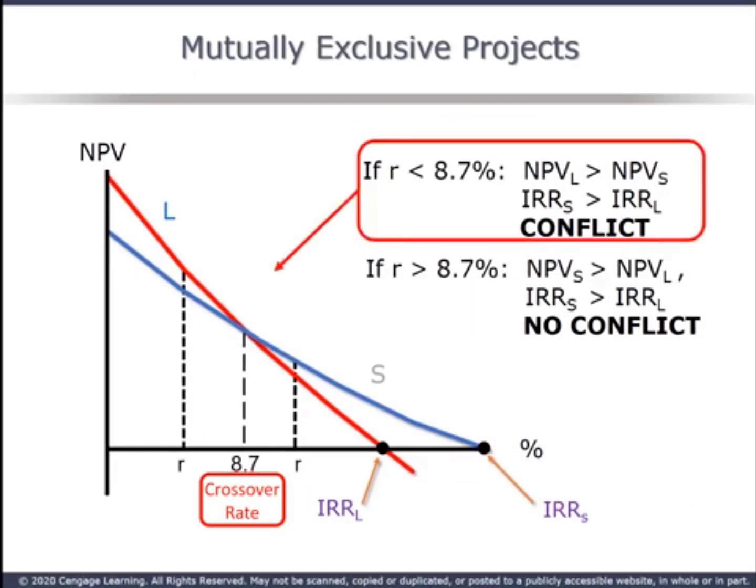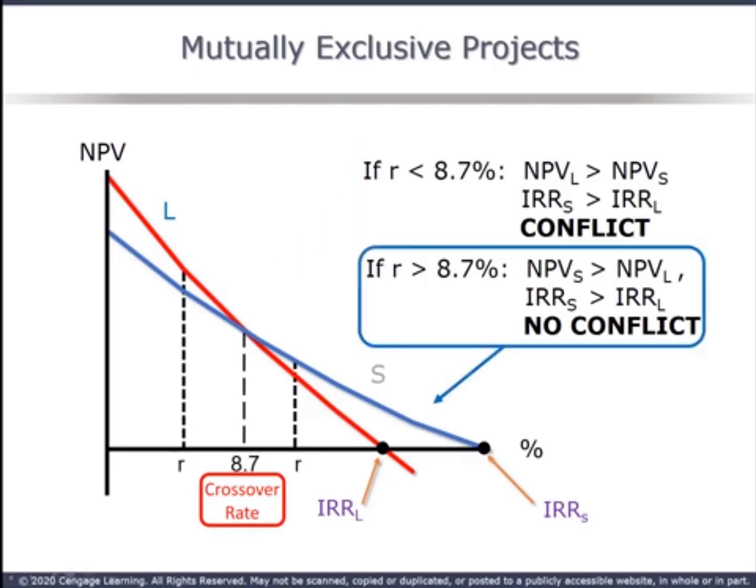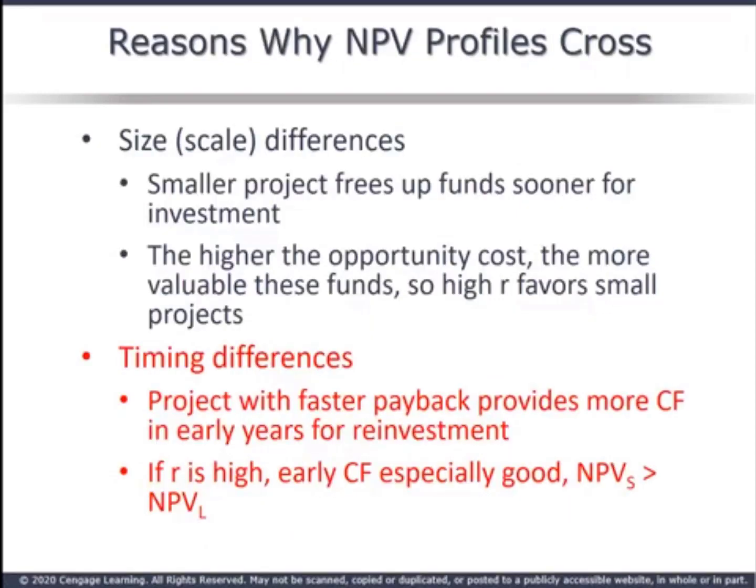If the cost of capital is less than 8.7, there'll be a conflict between IRR and NPV. If the cost of capital is greater than 8.7, no conflict. What makes the profiles cross? Size or scale differences, one project involving significantly larger cash flows than the other, or timing differences. That's the case with our two projects. One generates large cash flows sooner.